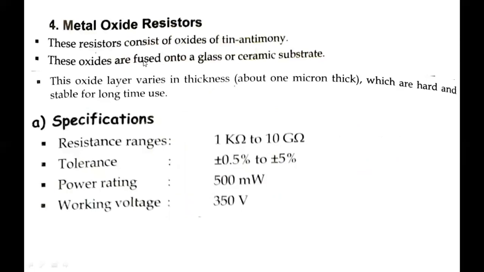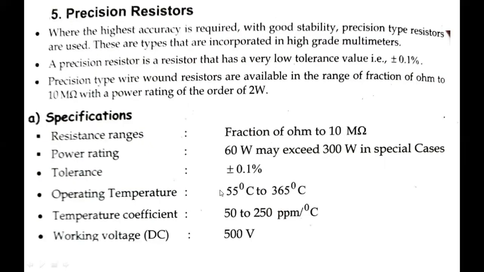Metal oxide resistors consist of oxides of tin and antimony. These oxides are fused onto a glass or ceramic substrate. This oxide layer varies in thickness, which is hard and stable for long time use. Resistance range is 1 kilo ohm to 10 giga ohms. Tolerance plus or minus 0.5% to plus or minus 5%. Power rating 500 milliwatts. Working voltage 350 volts.